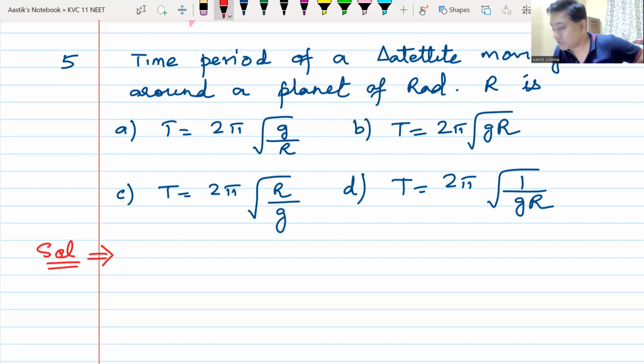The time has already started, my dear friends. And now you have understood the concept of how I'm going to see things. I look at the options and see which do you think is a correct answer? And if you are lucky, the same question may come in your exam, because this is a very popular question on time period of a satellite. I'm waiting.